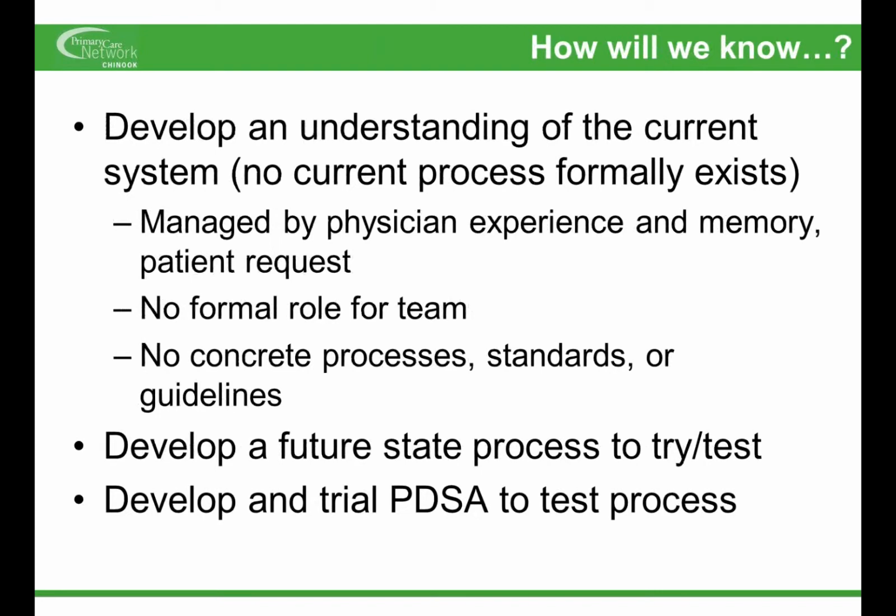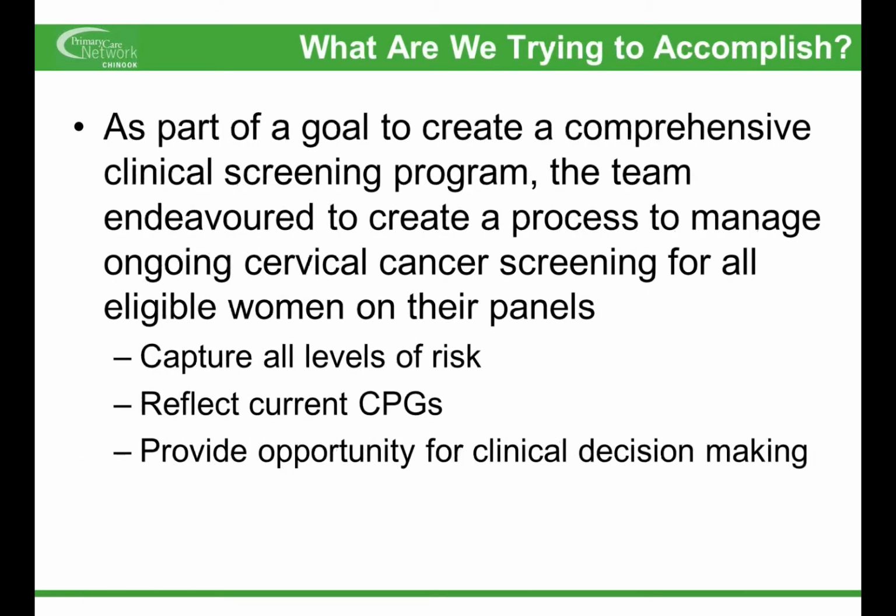So looking at it through the model for improvement, the first question they asked was what are they trying to accomplish? As part of the goal to create a comprehensive clinical screening program, the team decided that they were going to create a process to manage all of their cervical screening for all eligible women. They wanted to capture a number of comprehensive things, including all levels of risks, so not just low risk. They wanted to reflect the current clinical practice guidelines. And they wanted to provide opportunities for clinical decision making, so they wanted to provide supports through the EMR.